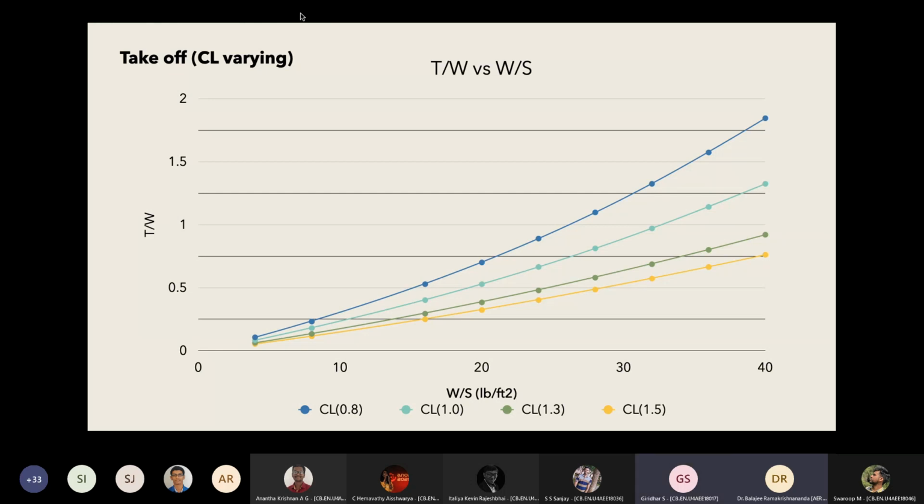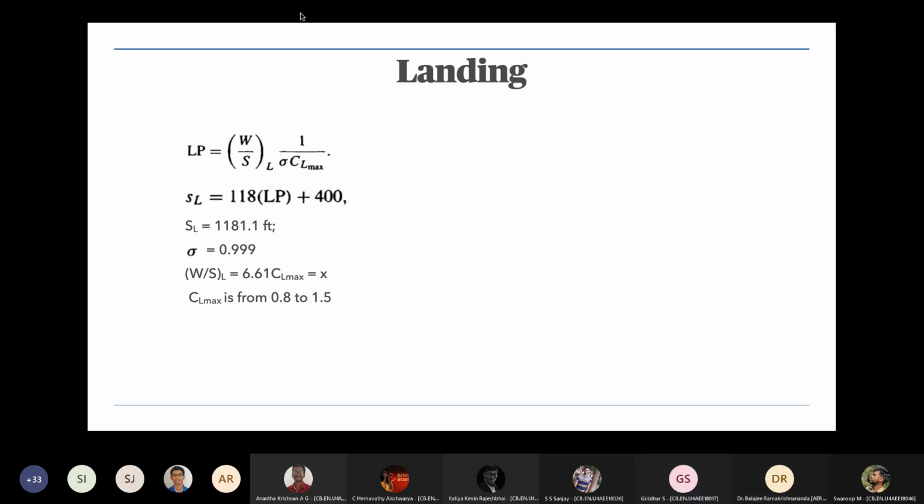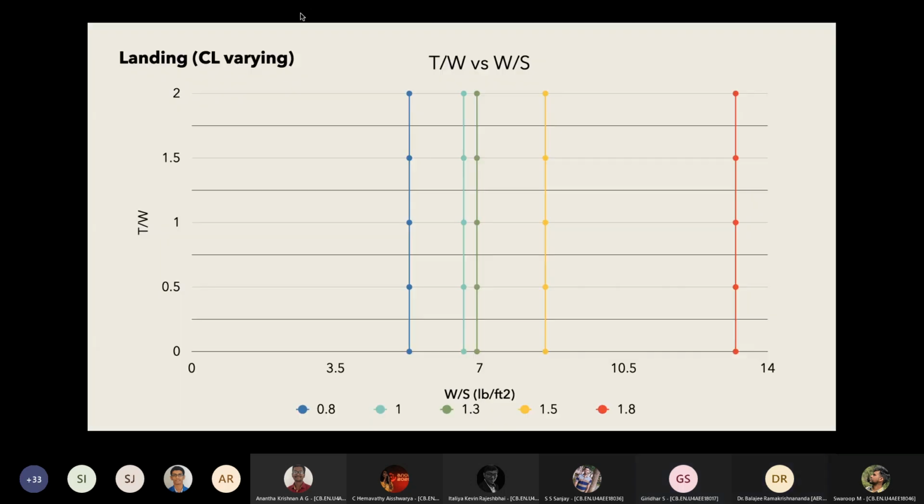Okay. So the next one, for landing, same, we use the same distance, and then the graph. Next. So anything above CL equal to 1.3 will be our feasible one. No, no. You have plotted for various CL. You take one line. What I have taken is 1.3. I'm just saying for landing, the direction of the feasible region.